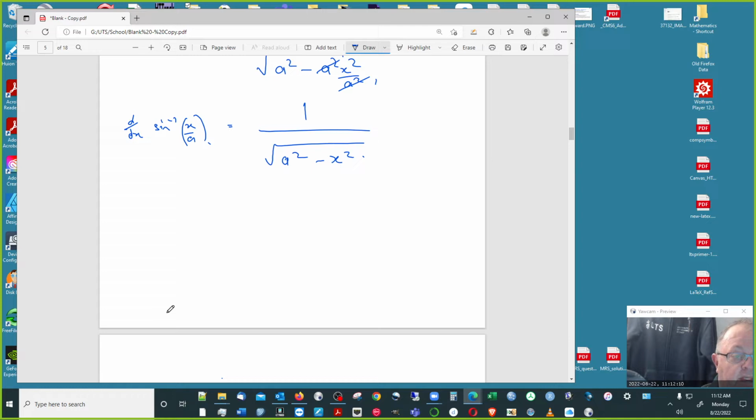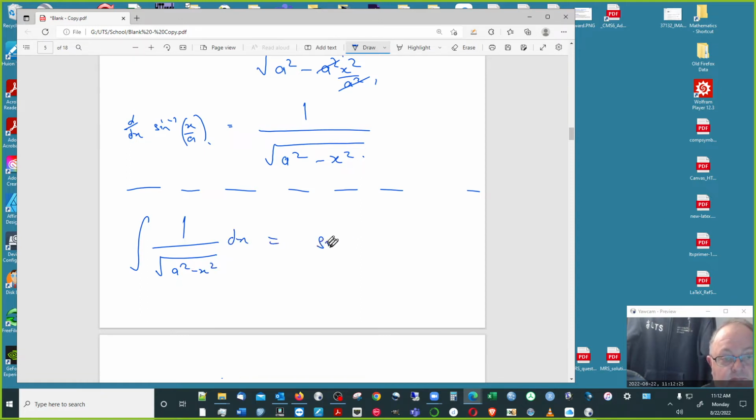And from your tables of integrations, you know that if you get an integration in this form, that it is now this. Okay, and that's the link. That's the reason I do it, to show you how it all goes together.